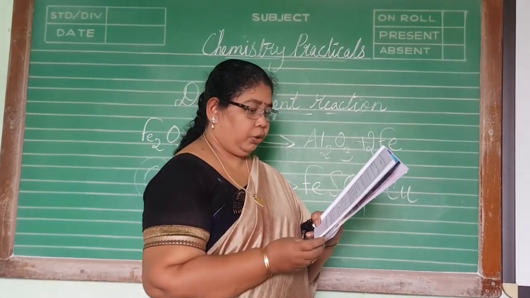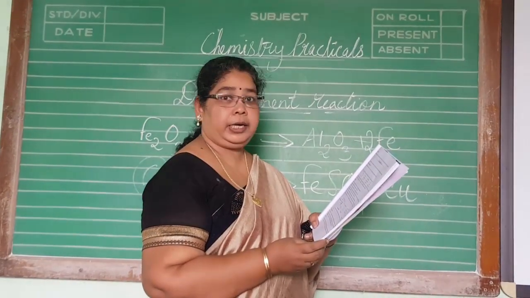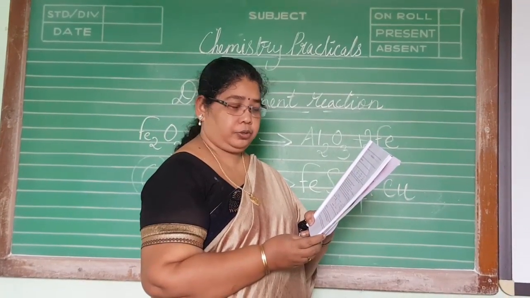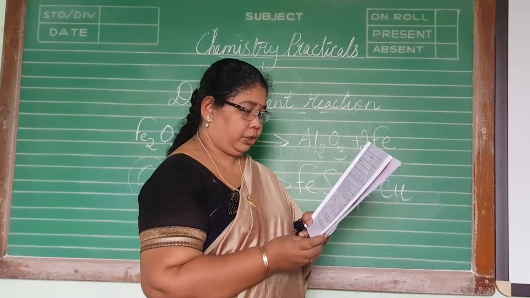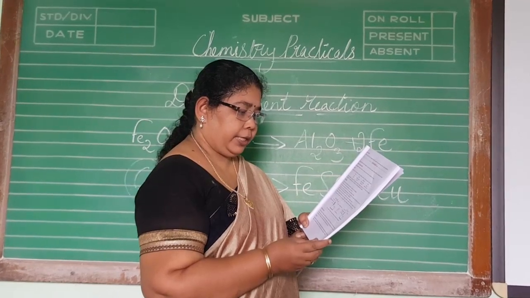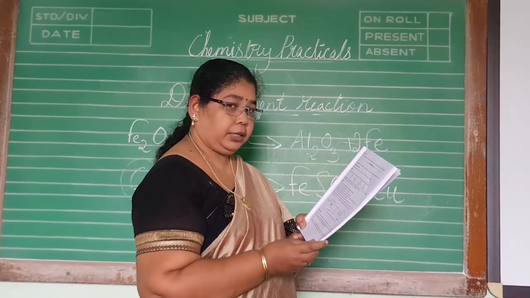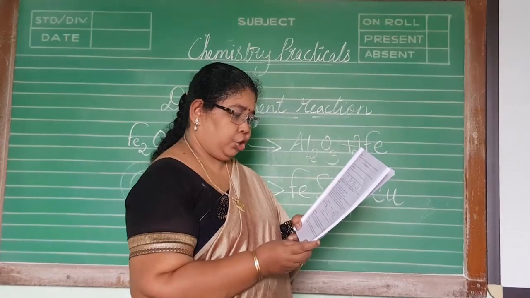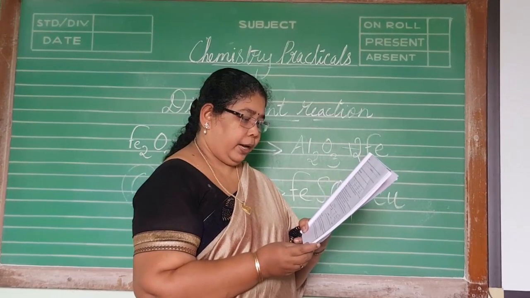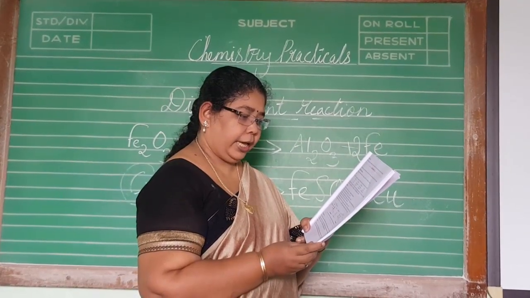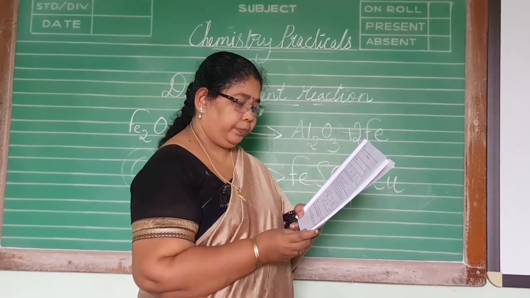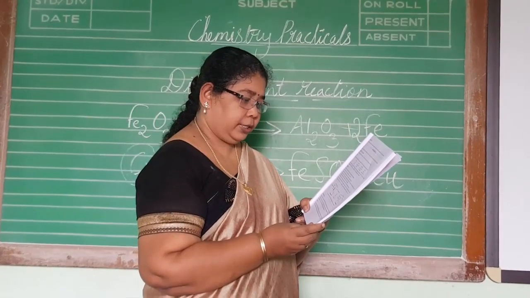And on the ruled page, on the plain page, you will be writing that procedure. There is no observation table here. We are having only procedure, so that you will be writing on the plain page. That is, take 2 iron nails and clean them by rubbing with sandpaper. Take 2 test tubes and mark them as A and B. In each test tube, pour about 10 ml of copper sulfate solution. Tie 1 iron nail with a thread and immerse this carefully in the copper sulfate solution in test tube A for about 20 minutes. Keep aside 1 nail for comparison.